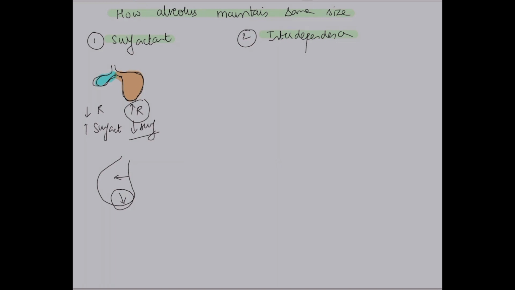What is the second thing? The second thing is called interdependence. What is interdependence? All the alveoli are mutually connected to each other. Because of interdependence, all the alveoli have the same diameter. Since the alveoli are connected to each other, it is physically difficult for one alveolus to contract without the other one contracting at the same time. This helps in maintaining the equality of alveolar size.